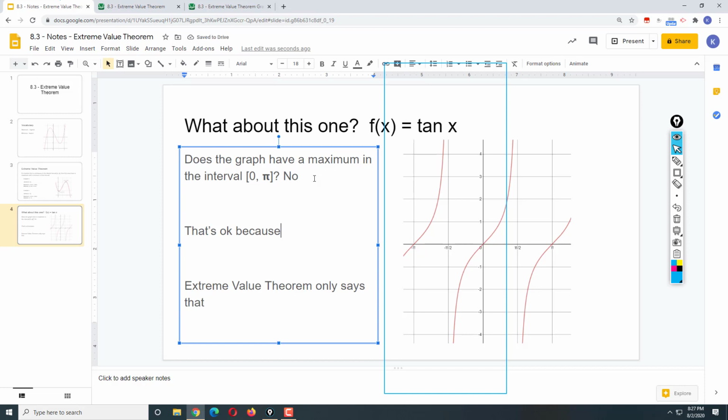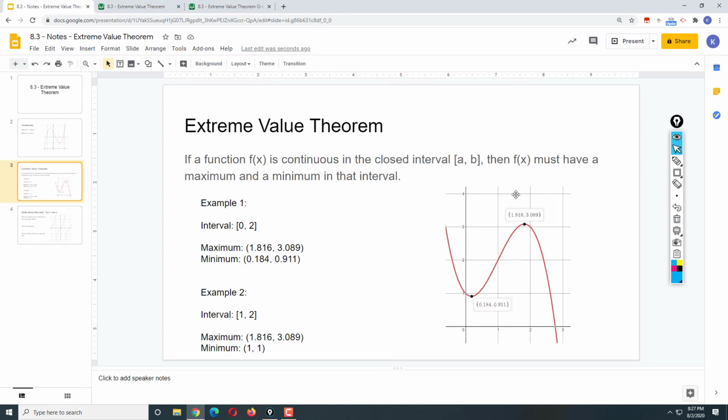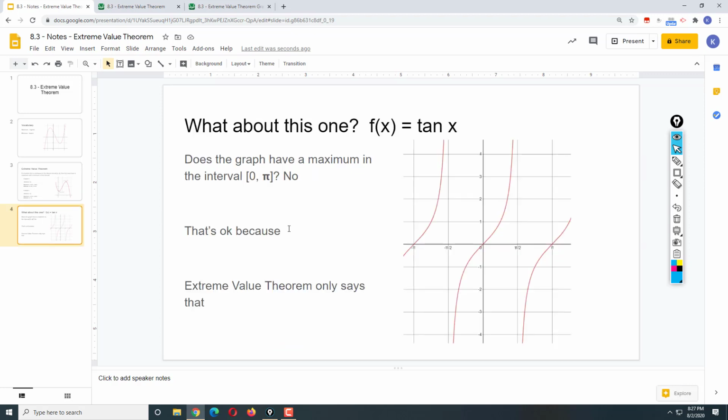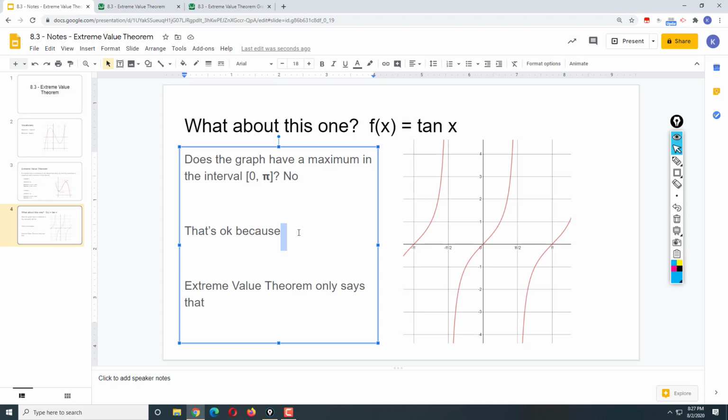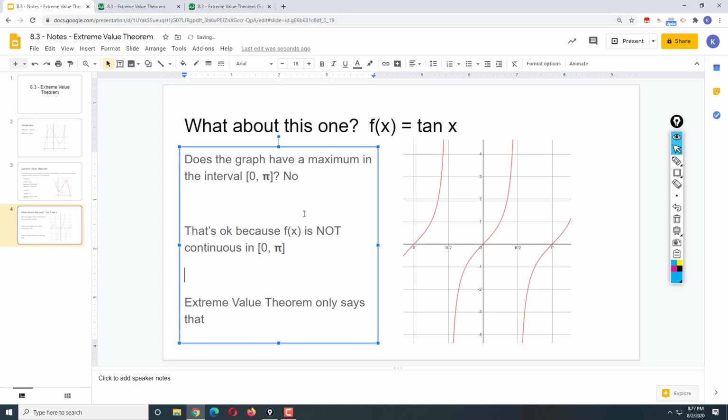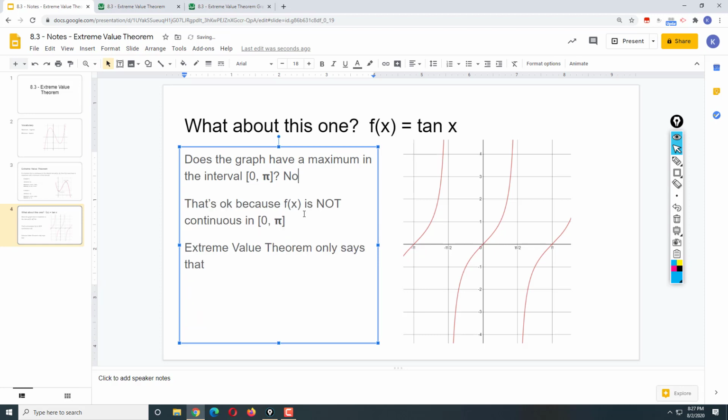But the extreme value theorem says there's a maximum and there's a minimum. But that's okay, because the extreme value theorem says there's a maximum and a minimum only if the function is continuous in that interval. And f of x equals tangent x. This is the graph of tangent x. Well, f of x is not continuous in the interval 0, pi. So we see that if it's not continuous, it doesn't have to have a maximum and minimum.